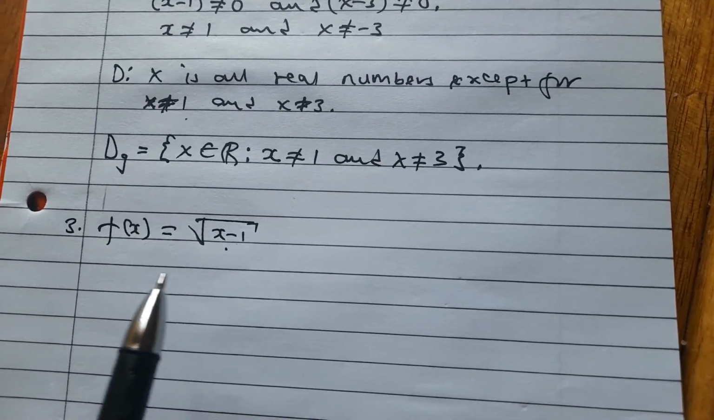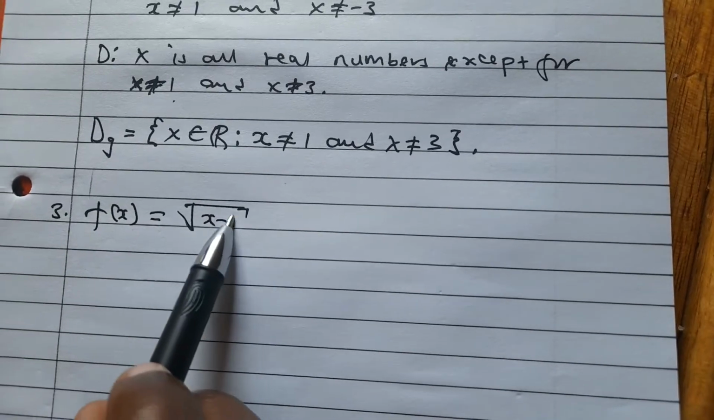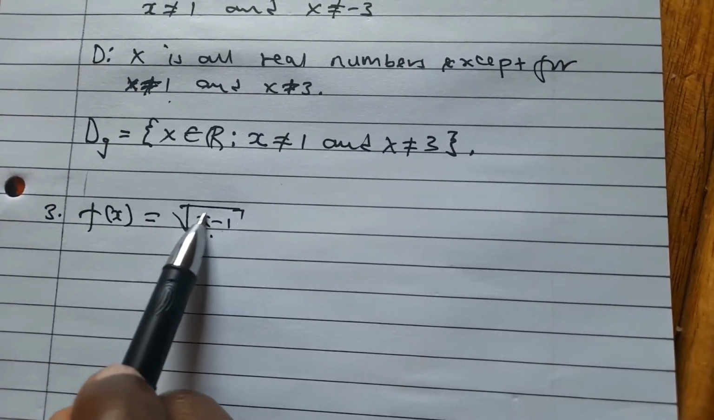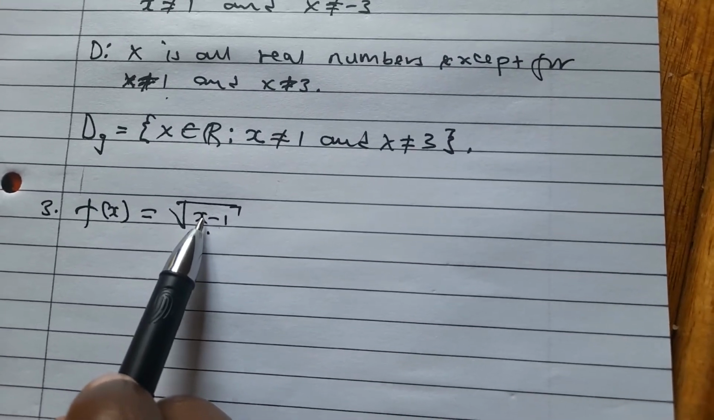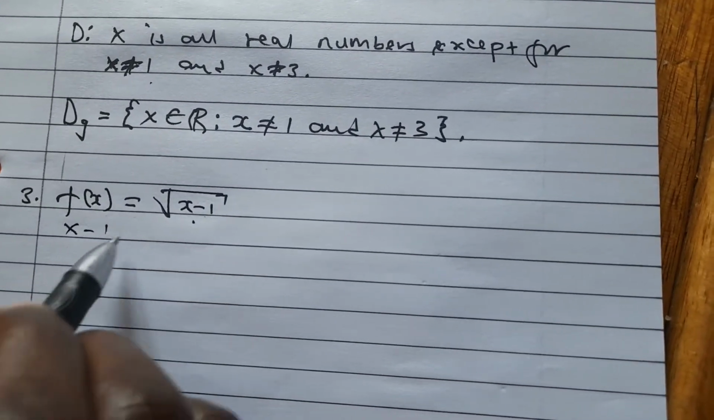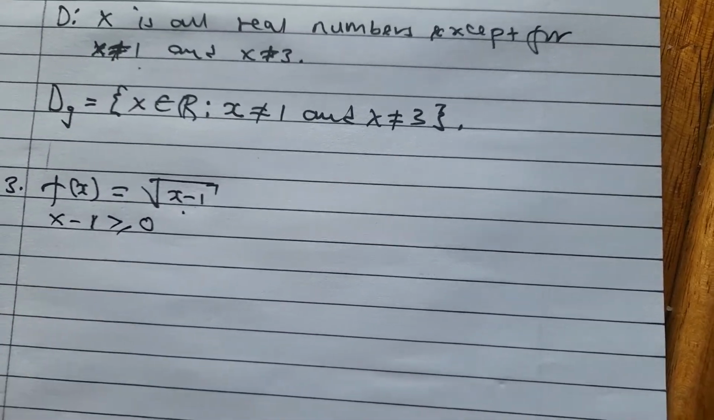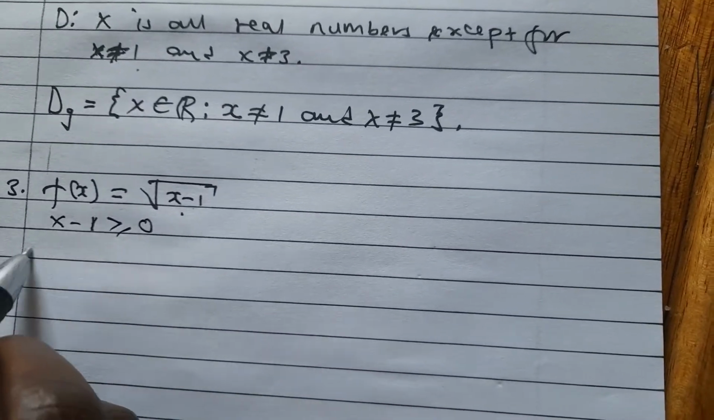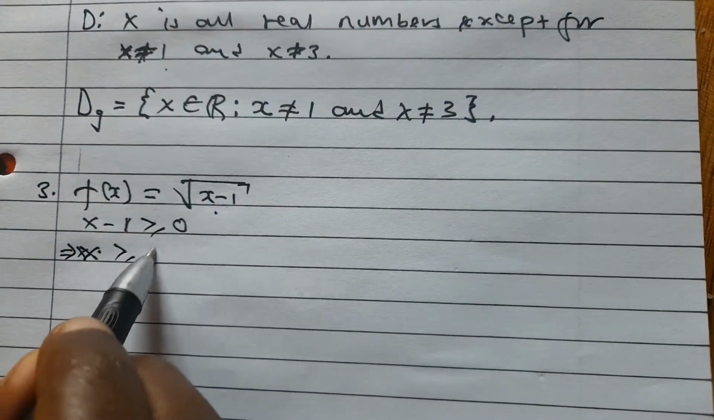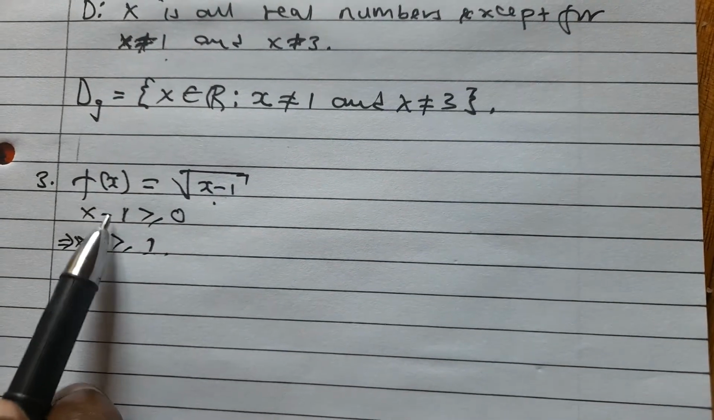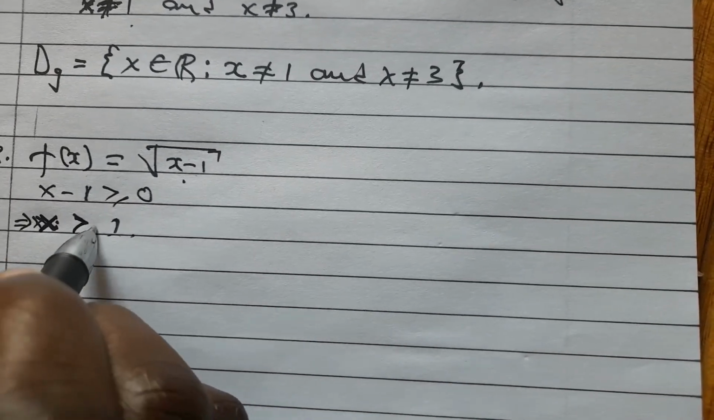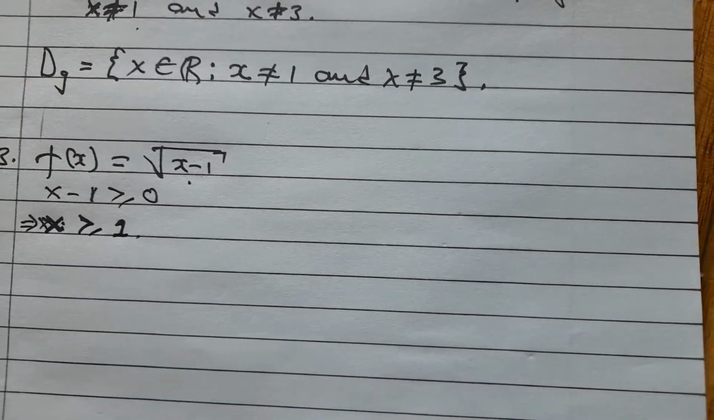So what does this mean? It means that whatever we are working out here should give us a number that is positive, meaning what we are working out here actually should be greater than or equal to 0. So in order for the function to be defined, x minus 1 should be greater than or equal to 0. This implies that x should be greater than or equal to 1, because when I take 1 to the other side, I'll be having x on this side. So x should be greater than or equal to 1, and that is the domain of the function.